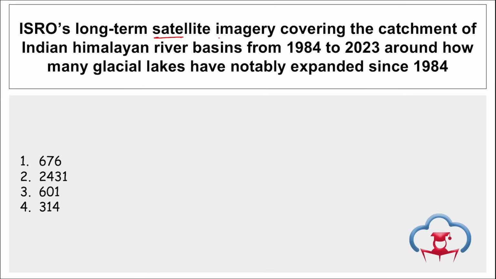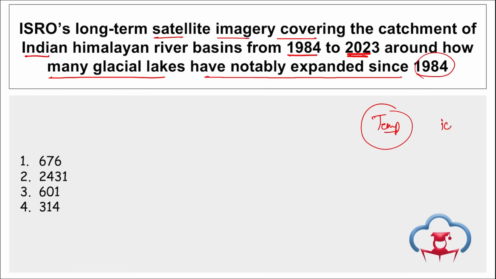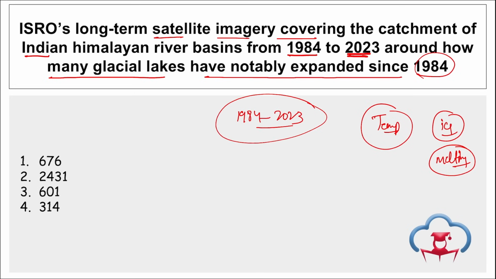Next, according to ISRO's long-term satellite imagery covering the catchment of Indian Himalayan river basins from 1984 to 2023, around how many glacial lakes have notably been expanded since 1984? We know that temperature is rising, and the ice on those glaciers is melting because of the rise in temperature and climate change. So the question asked here is, according to this data from 1984 till 2023, how many glacial lakes have been expanded? That means the area that used to be covered by glacial lakes has now expanded.